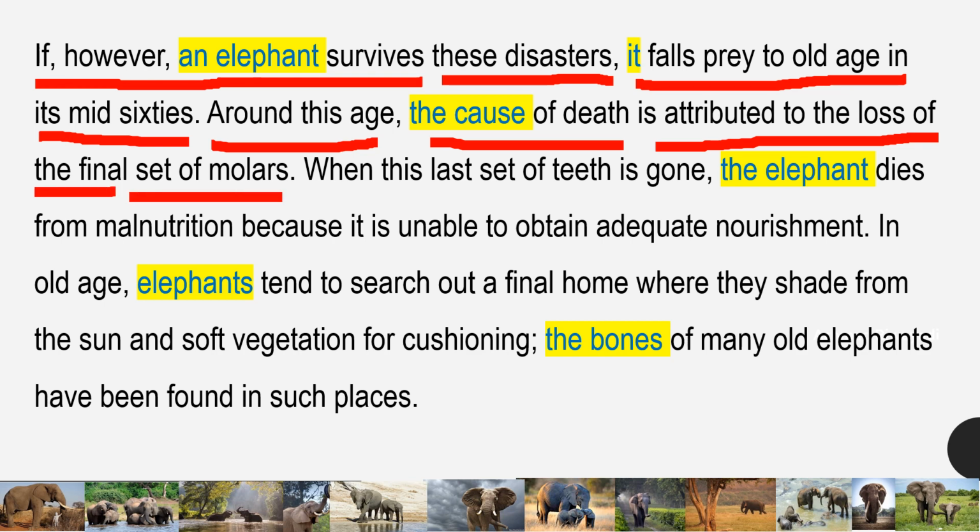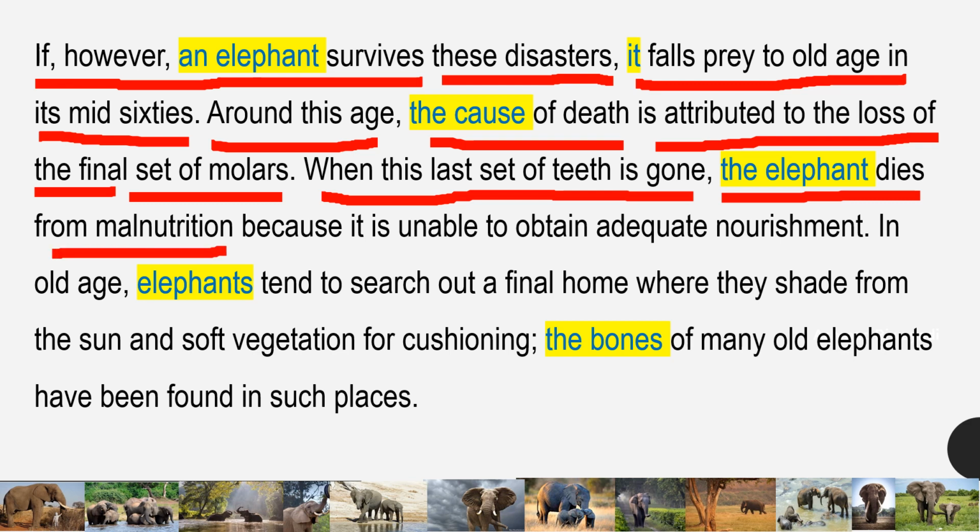When this last set of teeth is gone, ketika seperangkat gigi yang terakhir ini lepas atau hilang, the elephant dies from malnutrition because it is unable to obtain adequate nourishment. Gajah tersebut mati karena kekurangan makanan atau kekurangan gizi, karena gajah tersebut tidak mampu lagi mendapatkan makanan yang cukup.